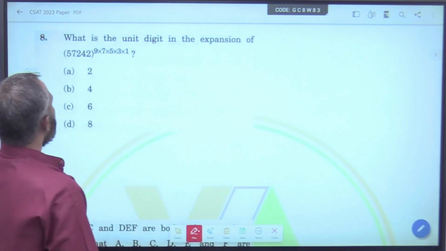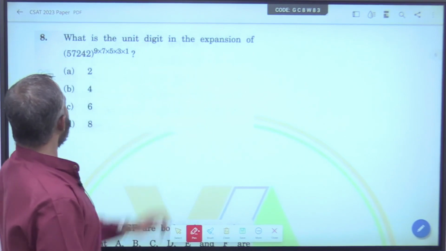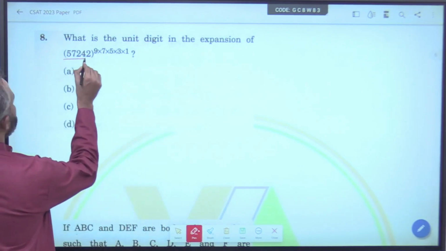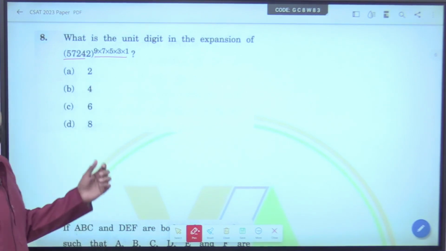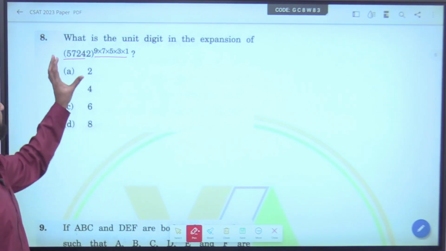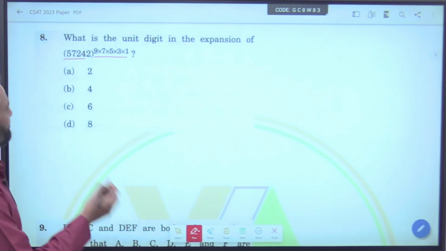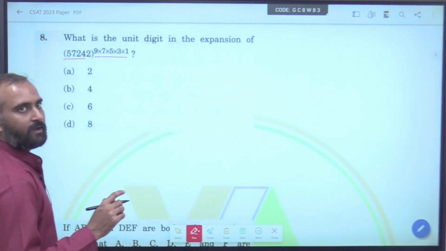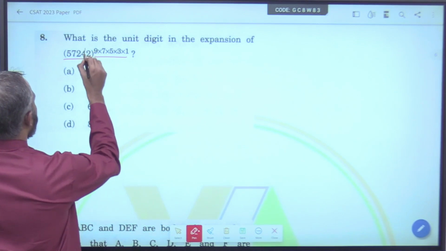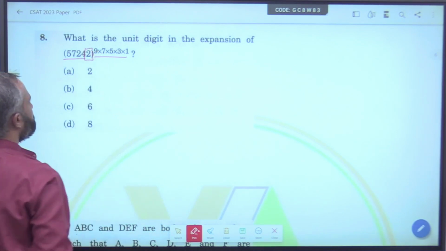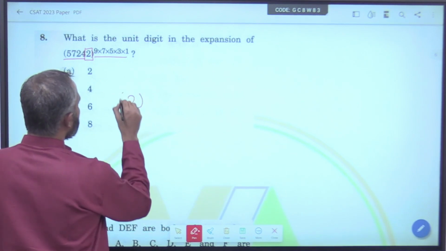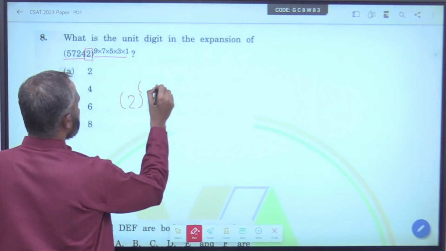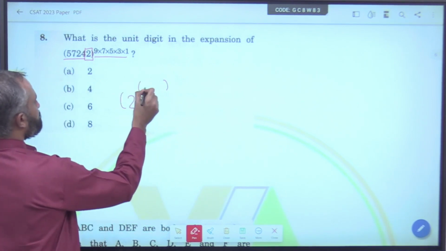Now, what is the unit digit in the expansion of 57242 into 97531? Pause here a bit and think about the question. He is asking us unit digits, and unit digit is dependent on the unit digit. So we got it is something to the power of 2, based on this power.